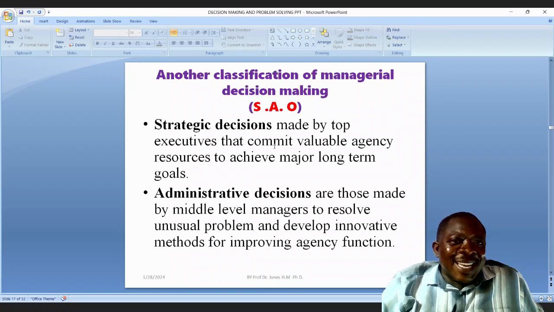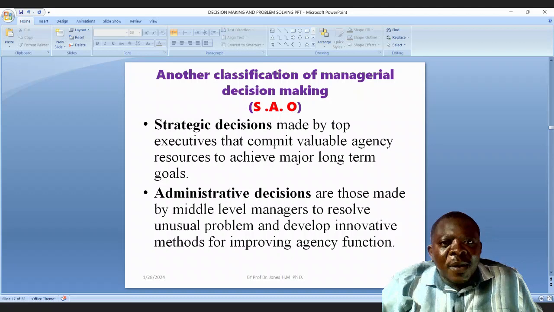Let us also look at another classification of managerial decision making. This is looked at in terms of levels within management. So we have the strategic level, administrative level, and the operative level. So when you're talking of the topmost, the middle, and then the operative level, the topmost there, we look at strategic decisions. These are made by top executives that commit valuable resources to achieve major long-term goals.